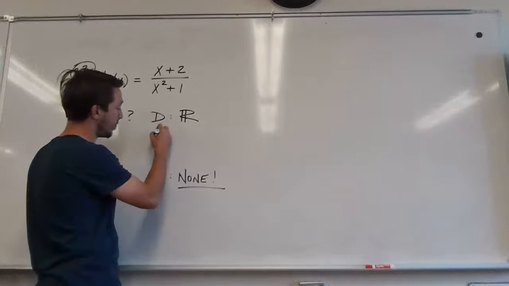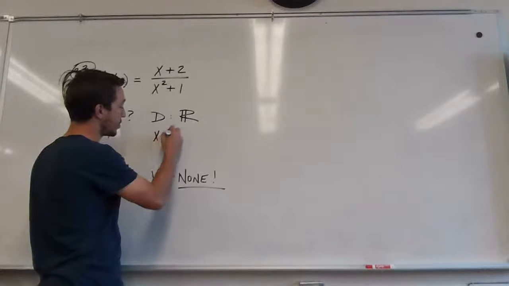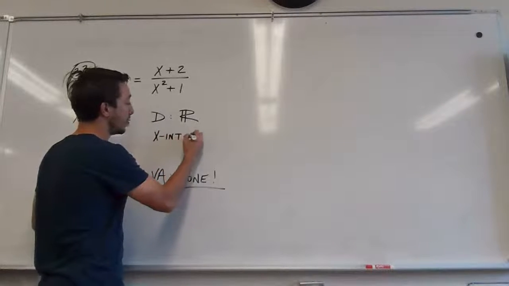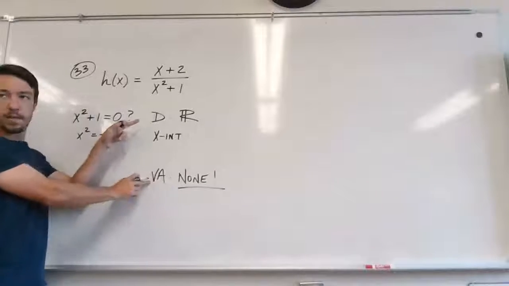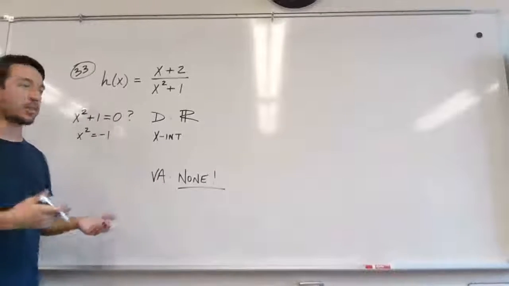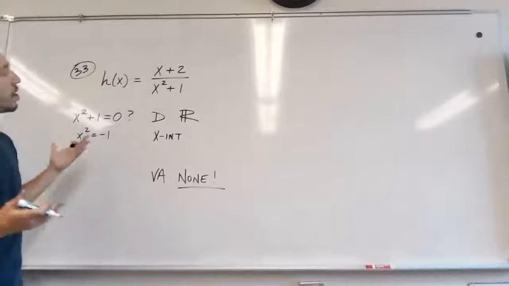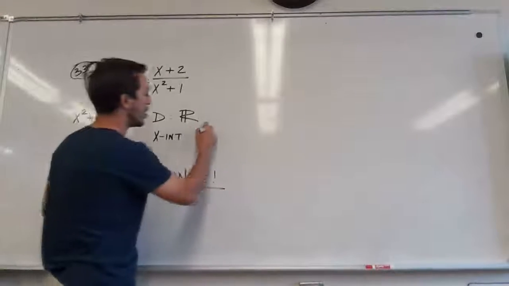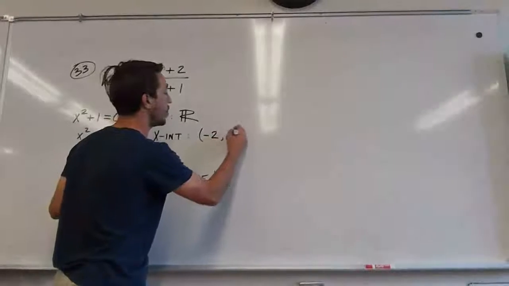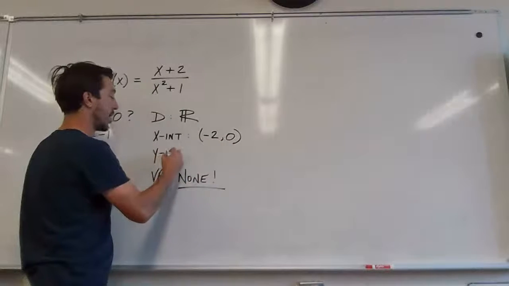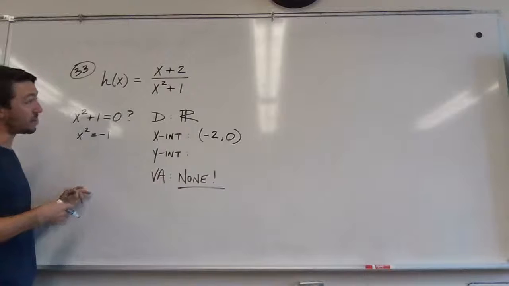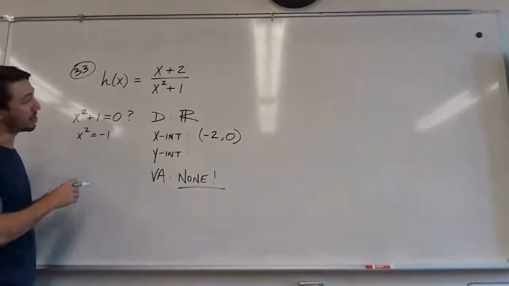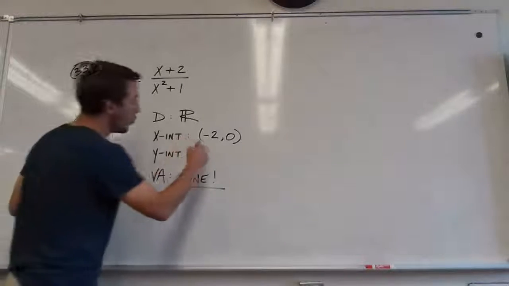Let's get the x-intercepts. Now, don't let that scare you. Everything else is the same. It's the exact same logic. What would make the top of my fraction 0 to make the whole thing 0? -2. To get my y-intercept, it's the same thing. I just have to plug in 0. What do I get when I plug in 0 here? 2.